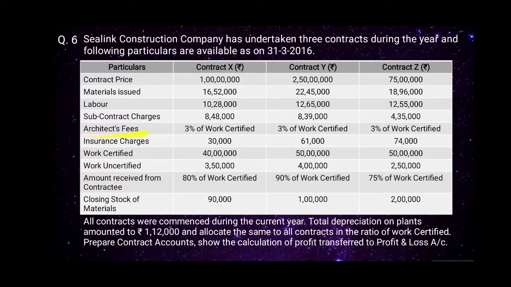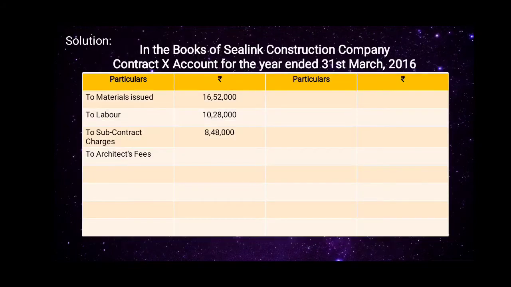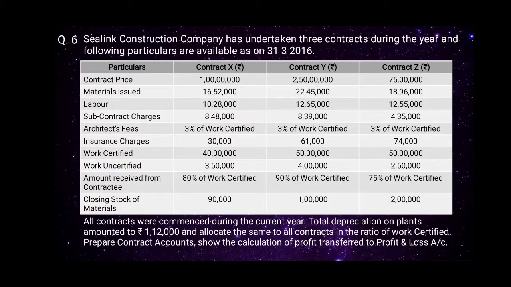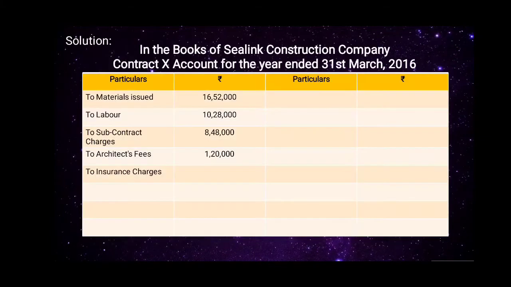Next is architect's fees, which is given as 3% of work certified, which is 40 lakhs. So we'll record it on the debit side. To architect's fees, amount will be 1,20,000. Next, insurance charges. For contract X, amount is given as 30,000. So we'll record this. To insurance charges, amount is 30,000.